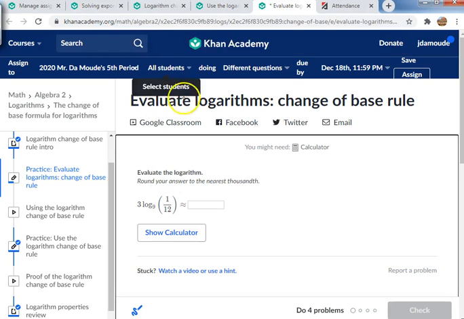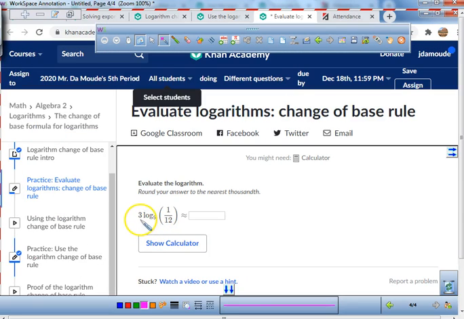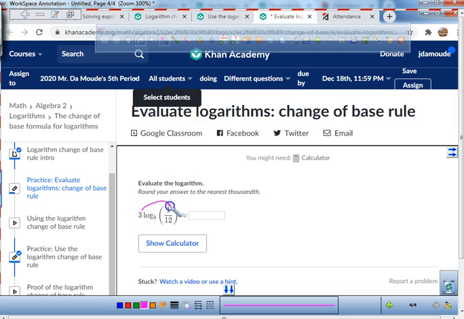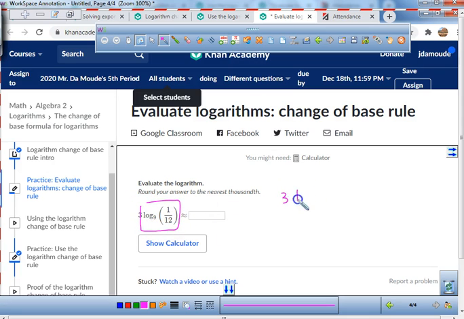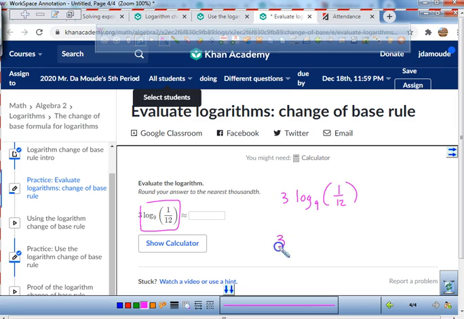It says 3 times log base 9 of 1/12. Here's what I'd like us to do. See that power? Actually, you know what? We're not going to move it. Let's just use the change of base rule. So we have 3 log base 9 of 1/12. What's sitting out there already? A 3. Let's use the change of base rule.